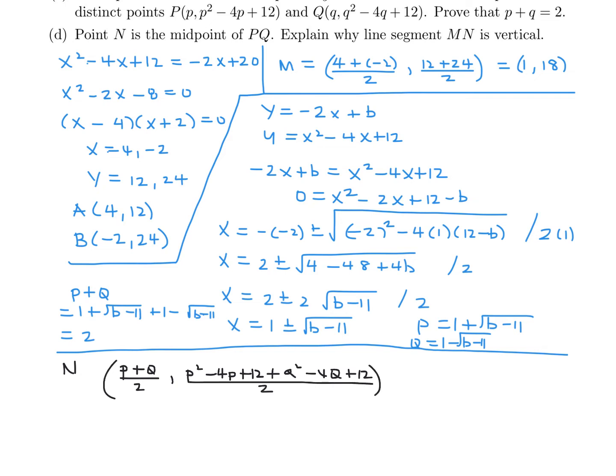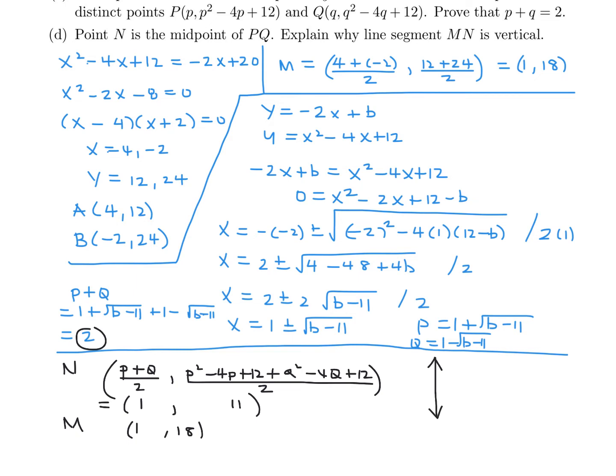All right, great. And then N is going to have those coordinates, but M has these coordinates up here, which is 1, 18. Now, P plus Q, we had proven, was 2. So this is going to be 2 over 2, which is just 1. And then this big whole long thing, I'll just put that symbol. So we have to now show that line segment MN is vertical. Vertical meaning going up and down.